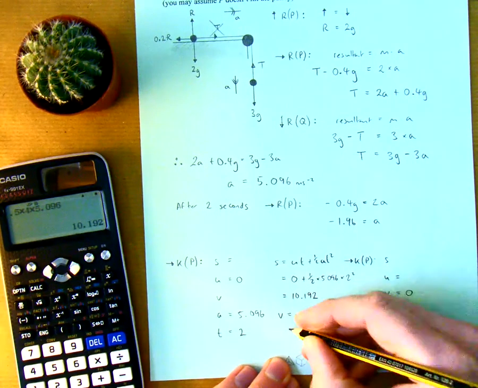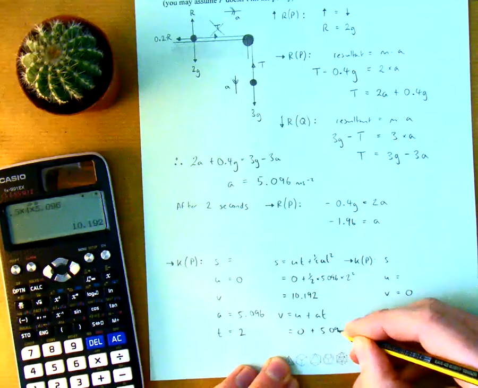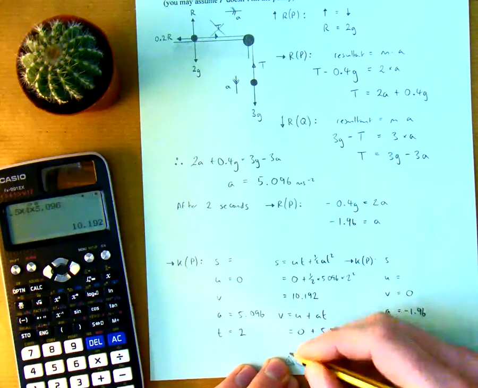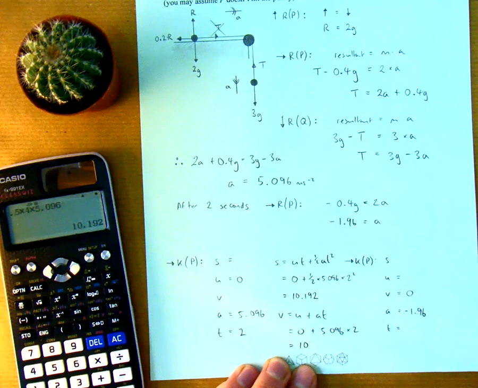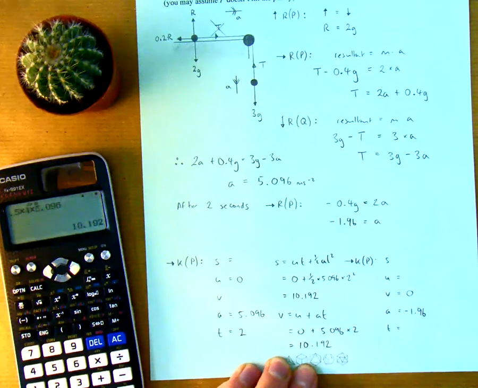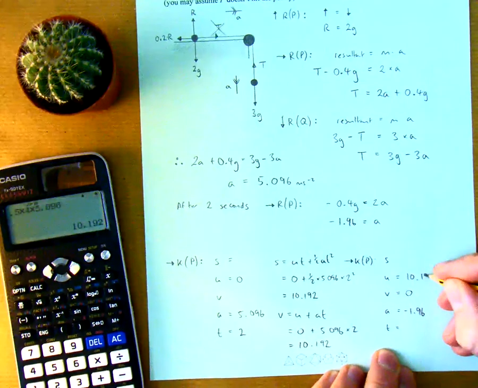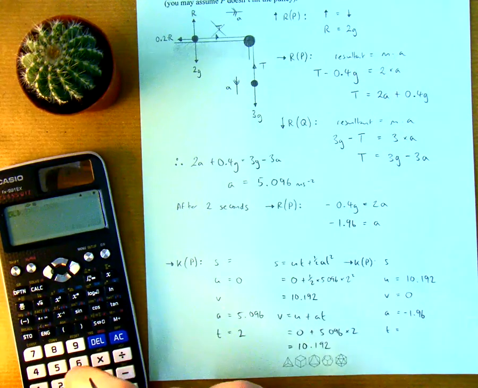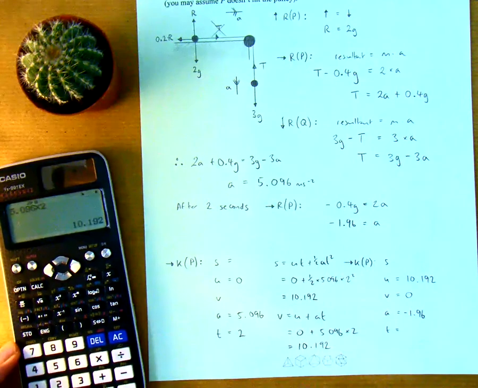V equals U plus AT. U is equal to 0, so this is just going to be 5.096 times 2, and I reckon I could probably do that in my head, so that's going to be 10.192. I don't want to ruin the whole video by getting that wrong, so let me just quickly check it.